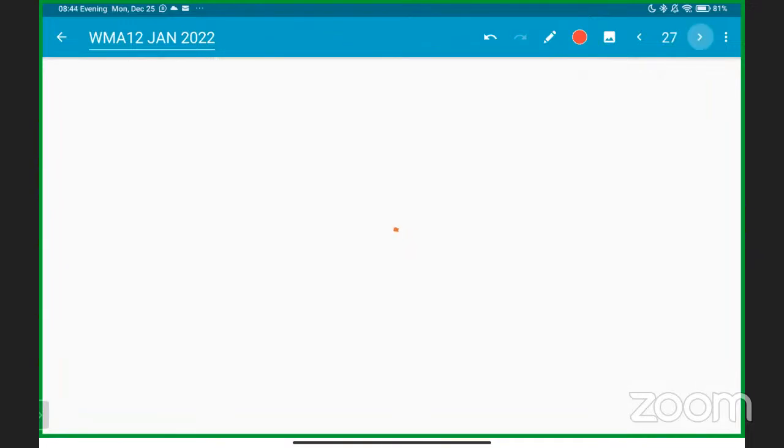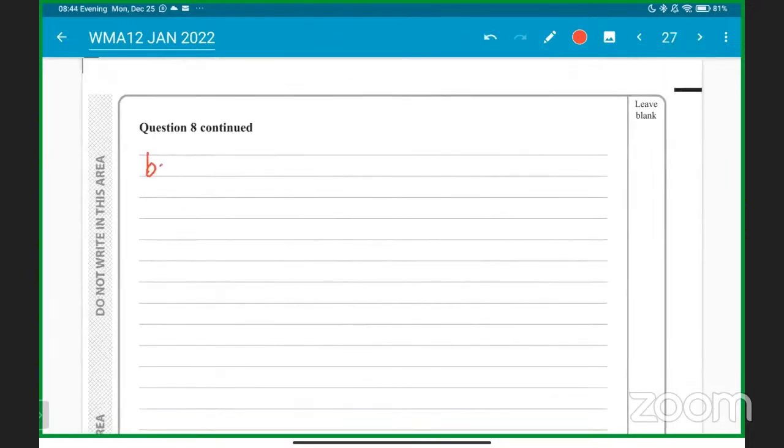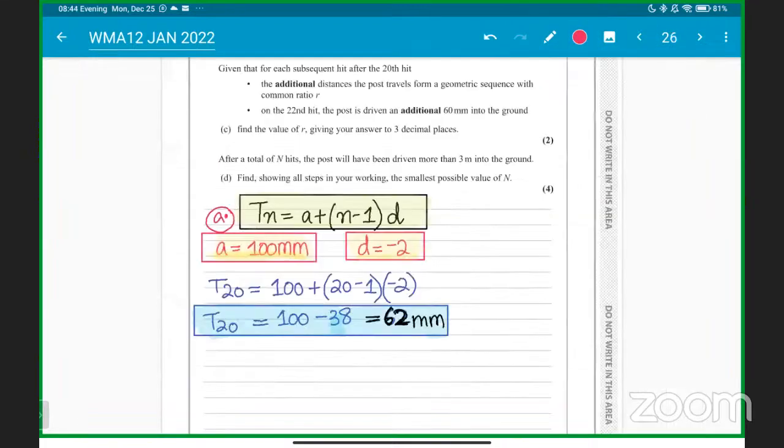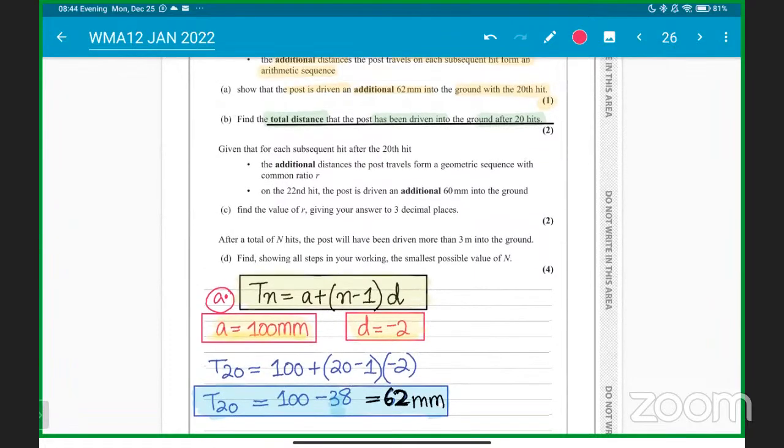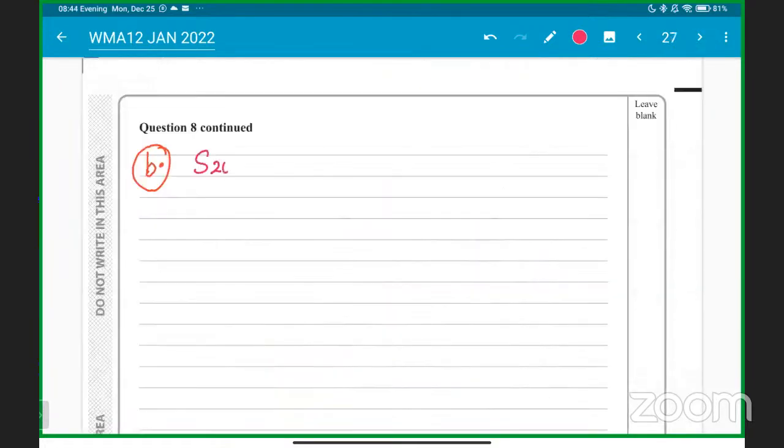Okay, so I'll start on a new page now for part B. We have to find the sum of the 20 hits. The formula is n over 2, and then in an arithmetic progression, 2a plus (n minus 1) times d. This is the arithmetic sequence sum formula. We just have to apply it. Everyone clear? It will be simple.